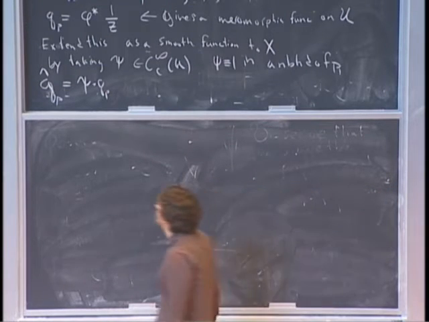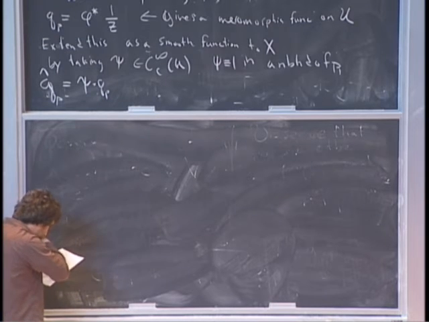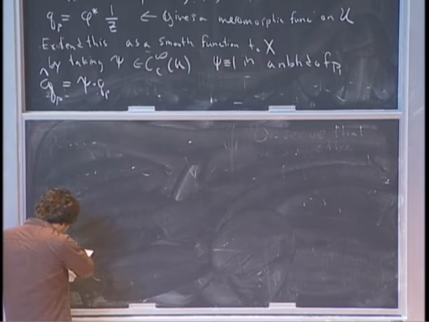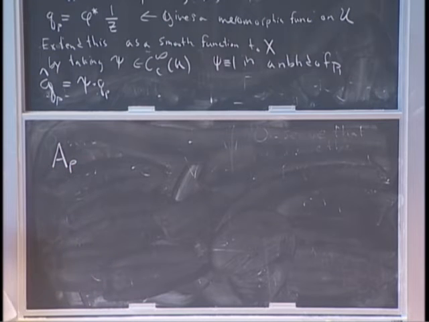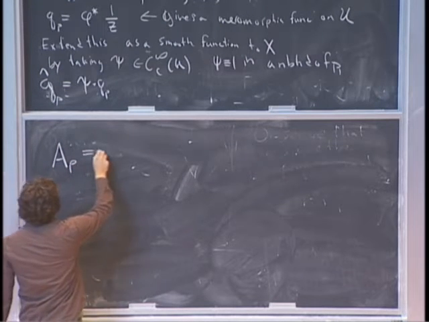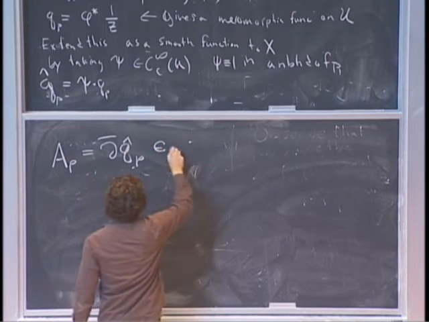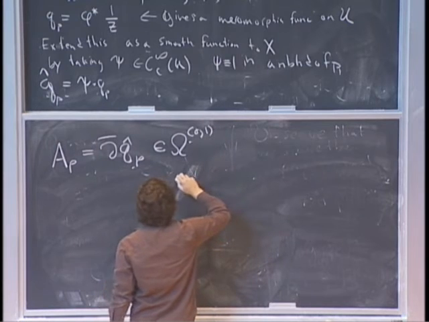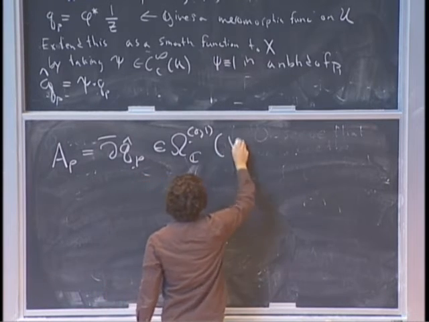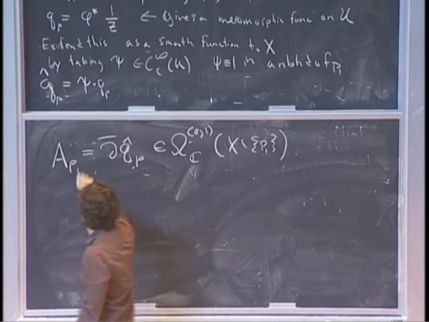Okay, so now let's define A of P to be equal to del bar of Q hat of P. So observe that this is now a complex valued function. This is a 0,1 form on X minus P1.